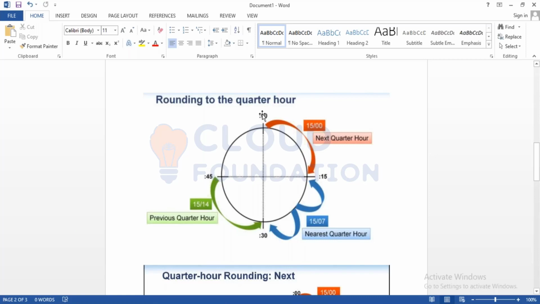Like you can apply this to 8:00 to 8:15. So if I'm applying previous quarter and I'm punching at 8:01, it's going to take me back to 8. Even if I punch at 8:14, it's going to take me back to 8. Any questions? Are you clear with this?